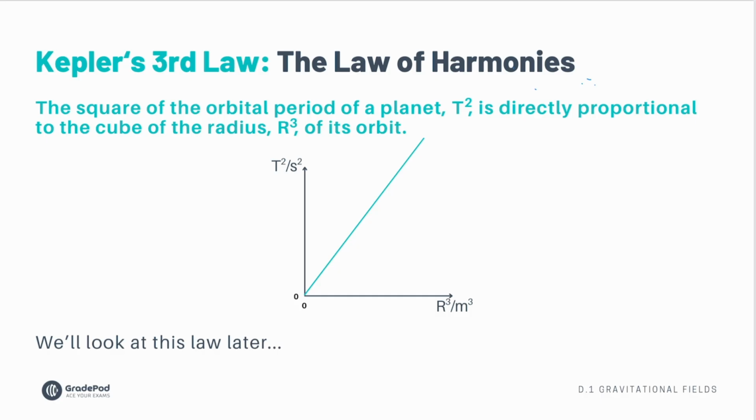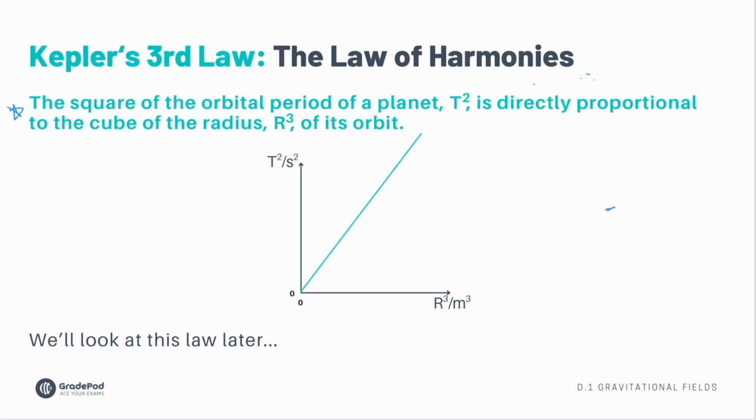Finally, Kepler's third law, and we're going to look at this law later because this law is often asked to be proved. Kepler's third law is the law of harmonies, and he said that the square of the orbital period of the planet, T squared, is directly proportional to the cube of the radius, r cubed, of its orbit.